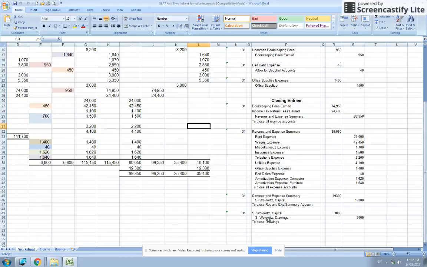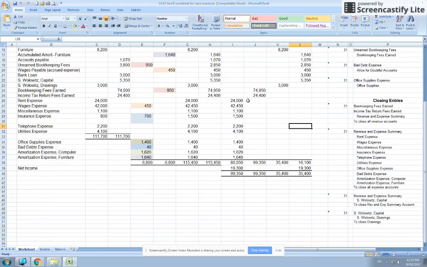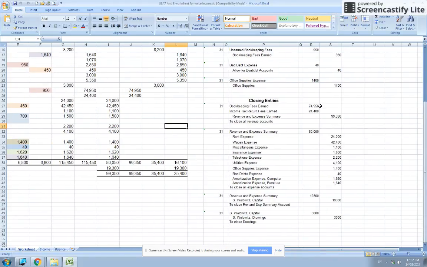Remember, there are always 4 closing entries, and you're closing all the accounts on the income statement into income summary, then you're closing income summary into capital and drawings into capital. So the first entry, you close your revenue accounts. There are 2 revenue accounts, and so you're going to debit both those revenue accounts and credit revenue and expense summary. You'll notice the credit to revenue and expense summary is the same as the credit column on the worksheet for the income statement.